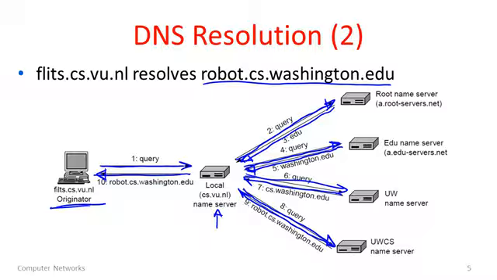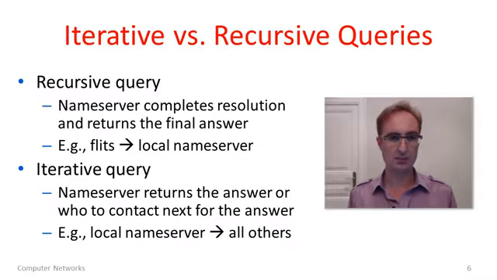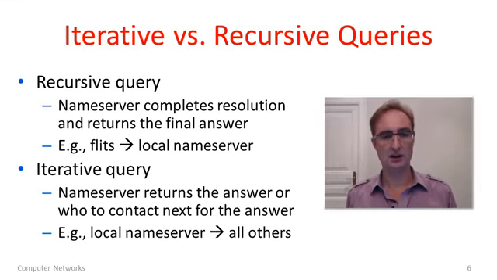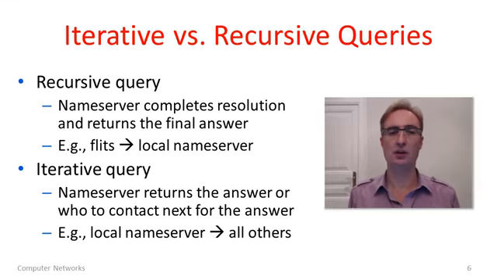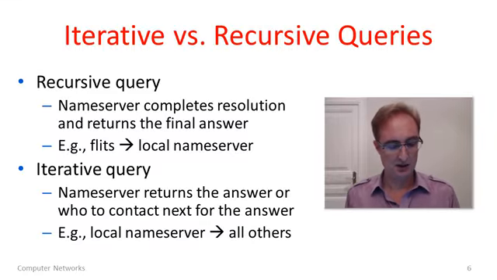Wow, so that's an example of all of the steps that could be involved in translating that name. Well, let's talk about that example a little bit and see what was going on. One thing that I would like you to notice is that there were two kinds of queries that were performed in that example. The first was a recursive query.